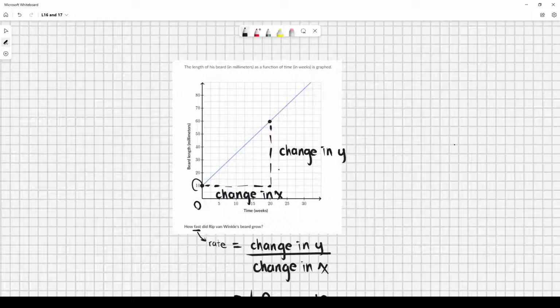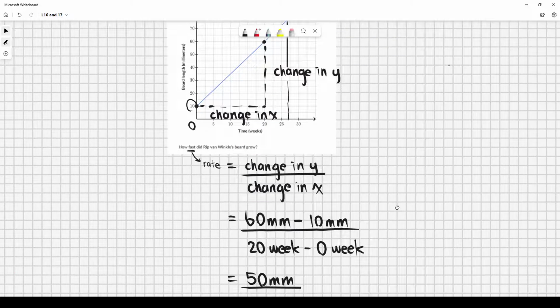But what if I want to ask you, what is the length of his beard when it is, say, 27 weeks? The 27 weeks would be somewhere around here. Not quite at the straight line part, but somewhere around here. How do you figure out the length of his beard? You cannot really, looking at the graph, because the increments are not by 1, so you can't really figure that out from this graph. What will help you to find it is using an equation.